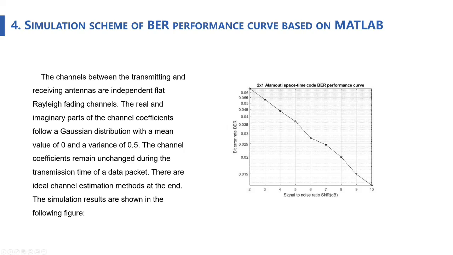The channels between the transmitting and the receiving antennas are independent flat Rayleigh fading channels. The real and the imaginary parts of the channel coefficients follow a Gaussian distribution with a mean value of 0 and a variance of 0.5. The channel coefficients remain unchanged during the transmission time of a data packet. There is ideal channel estimation at the receiving end. The simulation results are shown in the following picture.